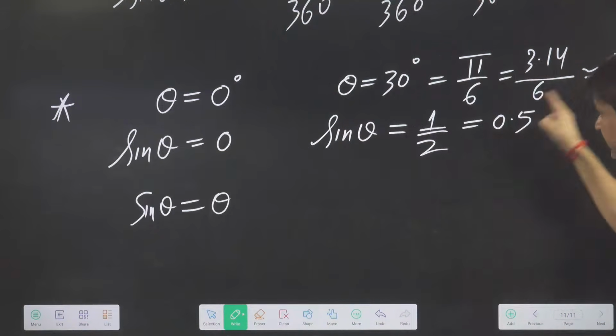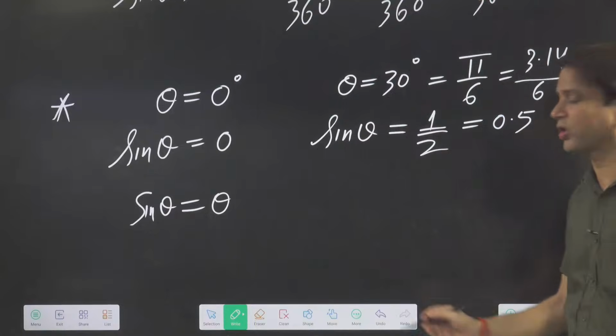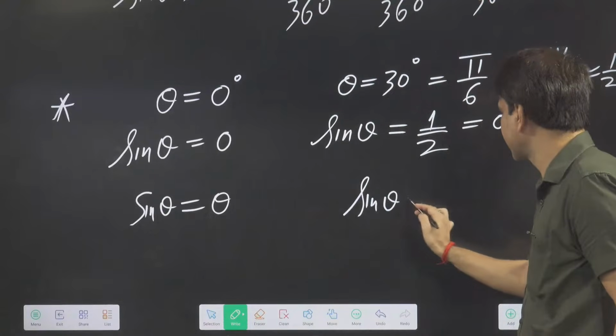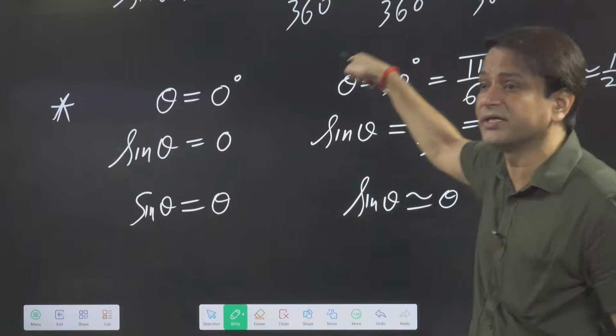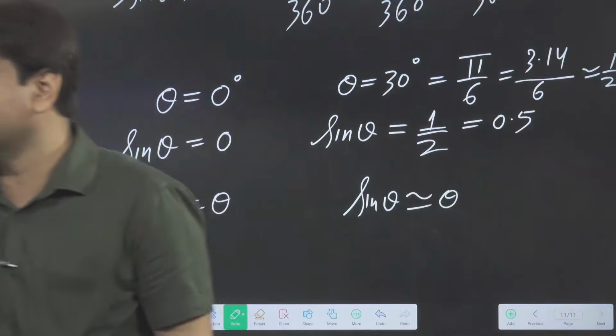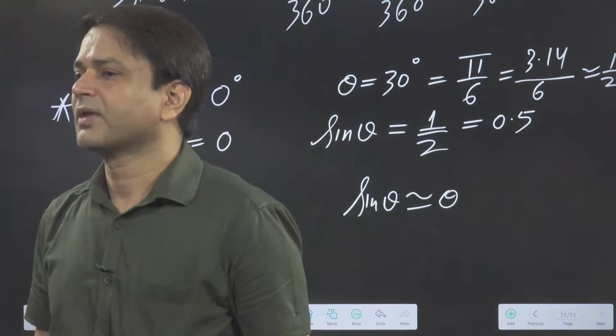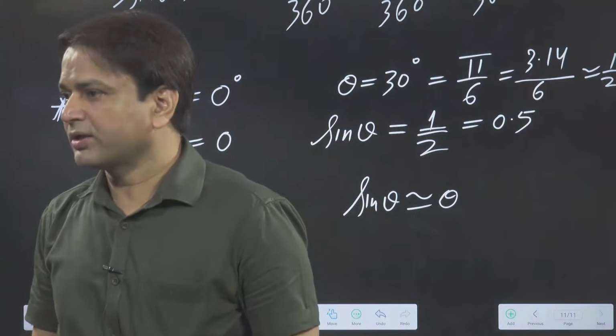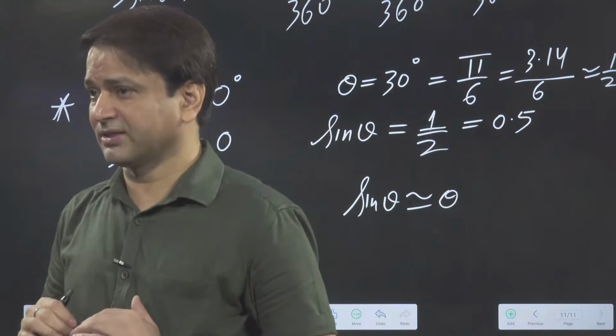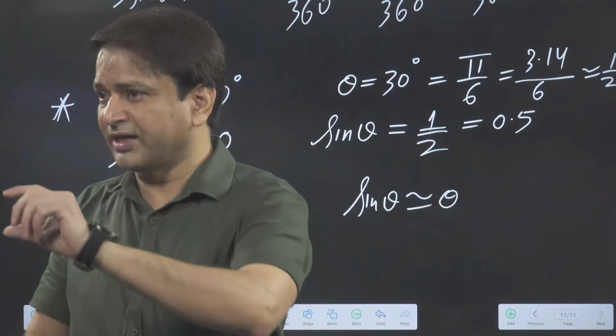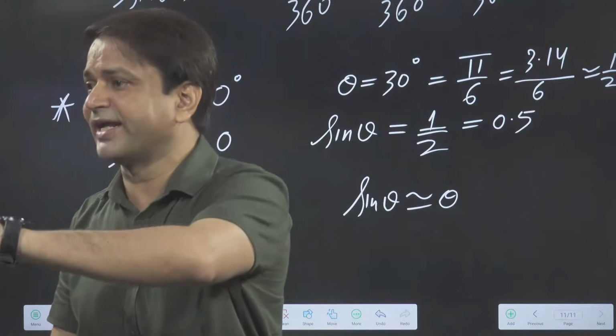Now you can see sine theta and theta both are nearly equal or not. So I can say sine theta is nearly equal to theta, but that is not 30, that value is pi by 6. Everybody got? Now 0 exactly matches. When I increase the angle up to 30, sine theta is nearly equal to theta.